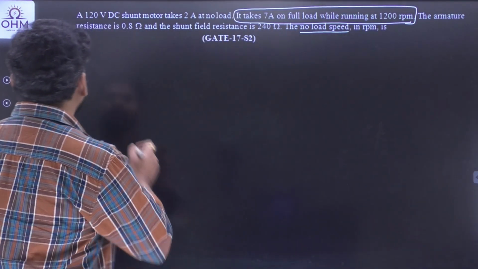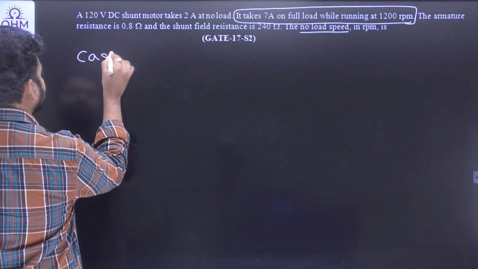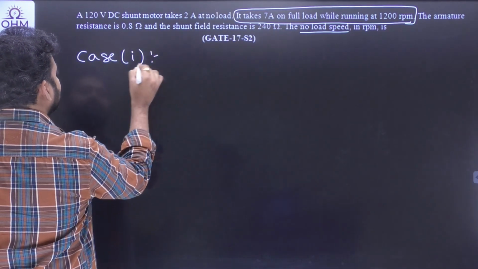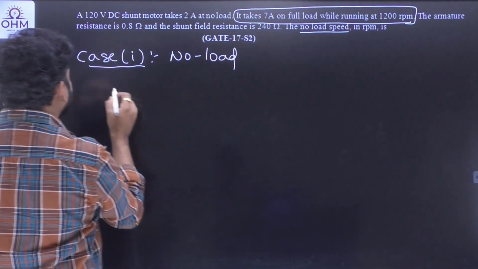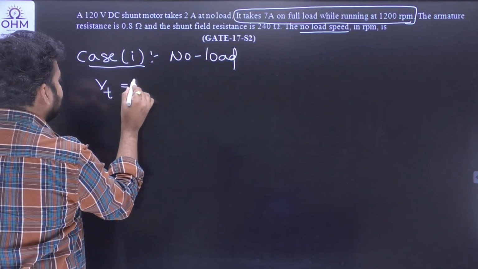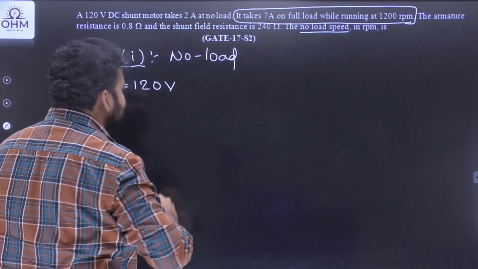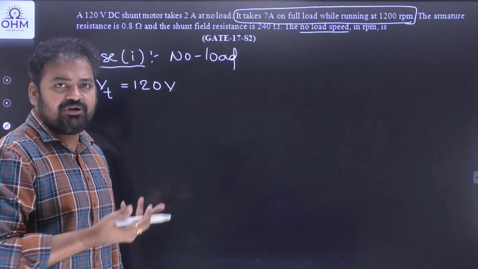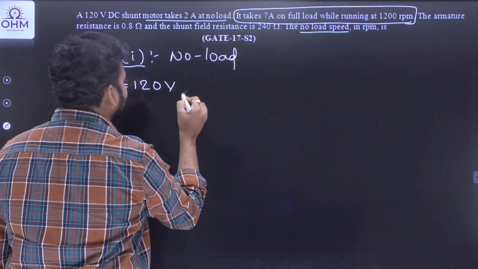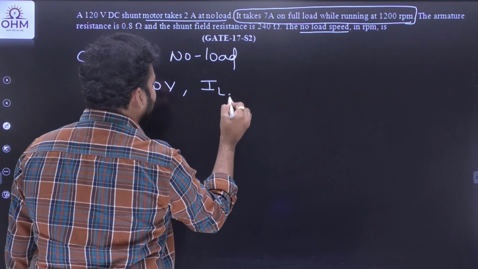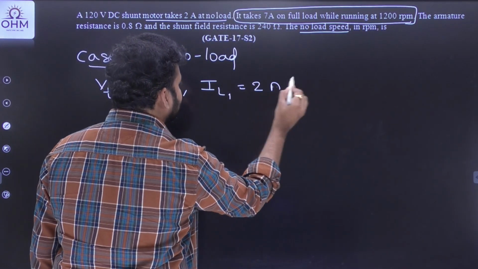So let me take the no load data, that is case number 1. What is the no load data? The supply voltage was 120 volt. There is no information in the question that voltage is changing, so I am assuming voltage is constant. And the motor is taking 2 ampere at no load. So the line current at no load, first case, is 2 ampere.